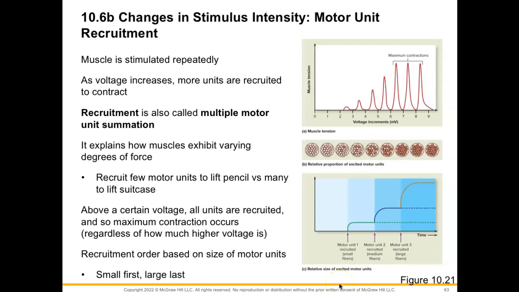And while we're recruiting, we also are going to base it on the size of our motor units. So when we're trying to pick up that pencil, we're going to recruit our small fibers first. So here's motor unit number 1. And then as we are attempting to lift that suitcase, we are going to start to recruit more motor units that go to larger fibers. So here at motor unit 3, and then of course we have all these other motor units recruited, we are going to be able to lift that suitcase.